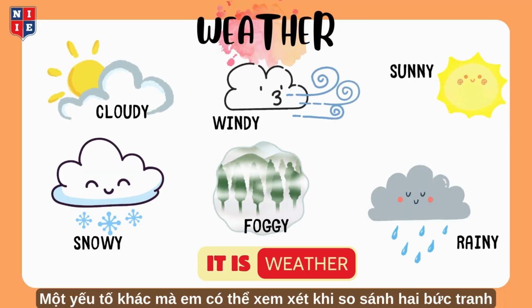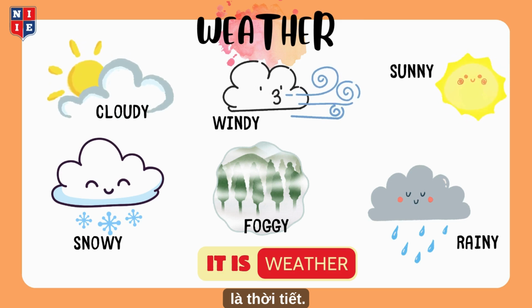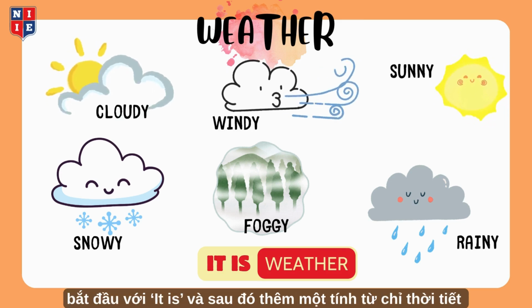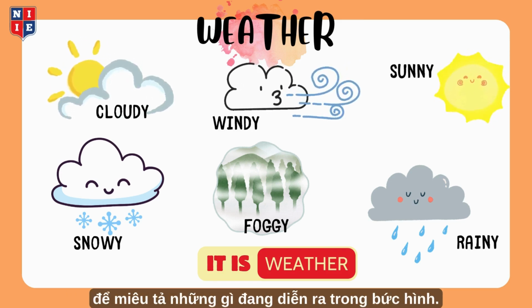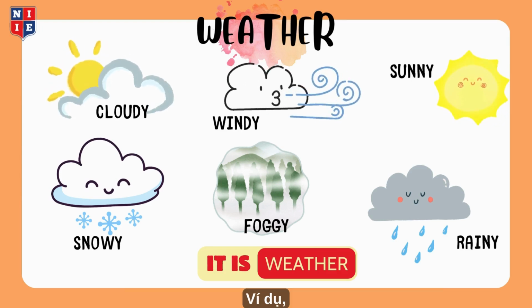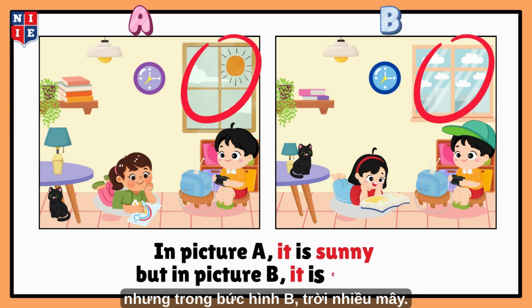Another thing you can look at when comparing the two pictures is the weather. You can use a very simple structure. Start with "it is," and then add a weather adjective to describe what's happening in the picture. For example, in picture A, it is sunny, but in picture B, it is cloudy.